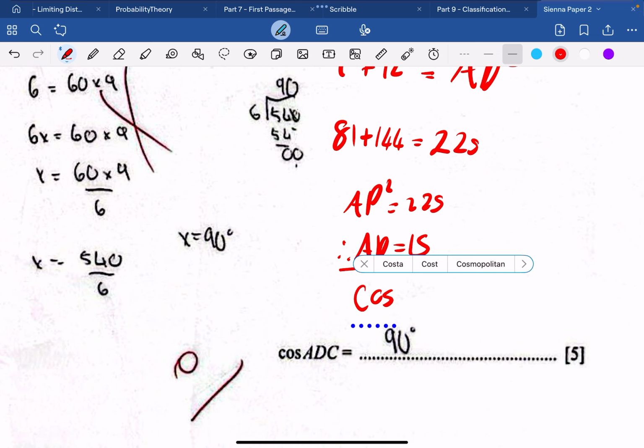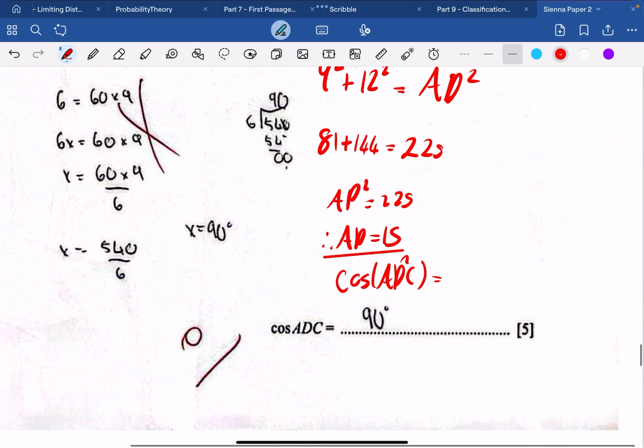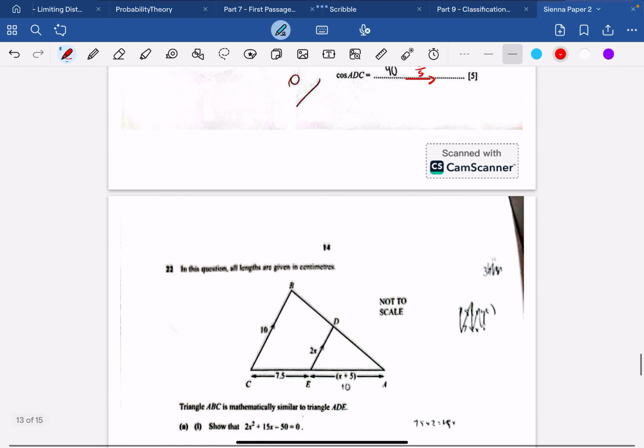Now we know cos ADC is equal to, what did we say? 9 over AD. So 9 over 15. This simplifies to 3 over 5. Perfect.